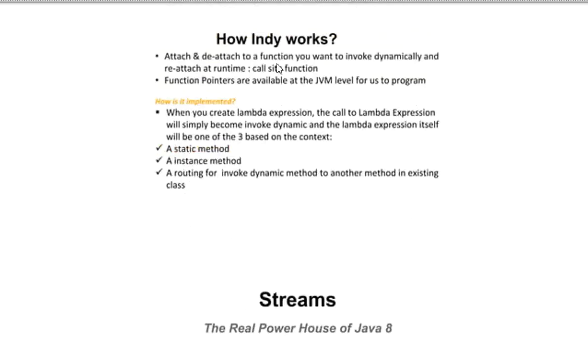So how does Indy work? You attach Indy to a function you want to invoke dynamically, and reattach it at runtime. Function pointers are available at the JVM level to the program. How is it implemented? When you create a lambda expression, the call to the lambda expression simply becomes invokedynamic, and the lambda expression itself will be one of three things based on the context: a static method, an instance method, or a routing from the invokedynamic method to another method in an existing class.